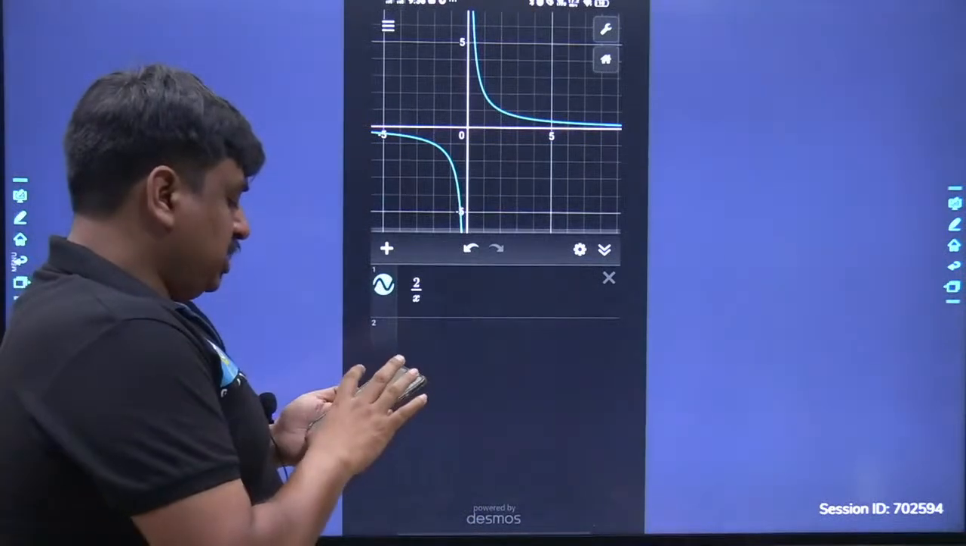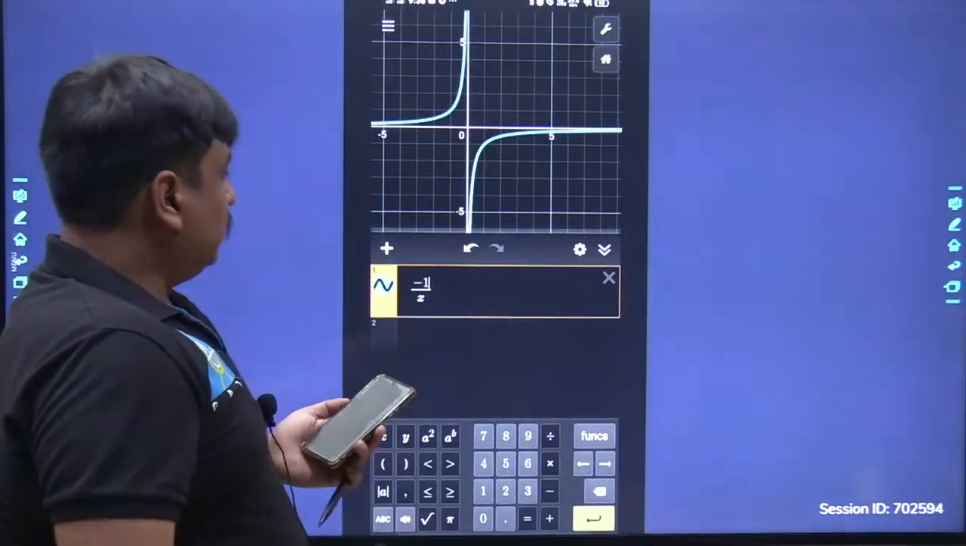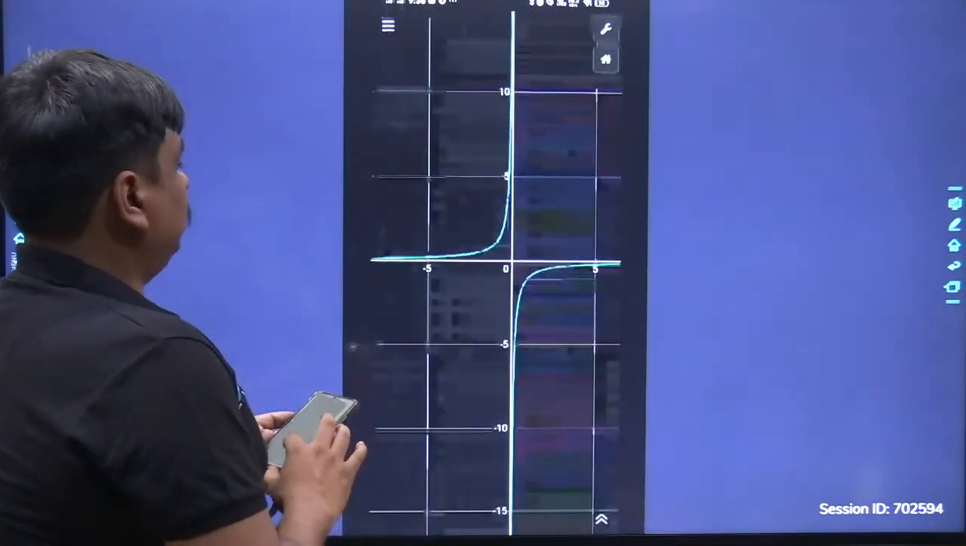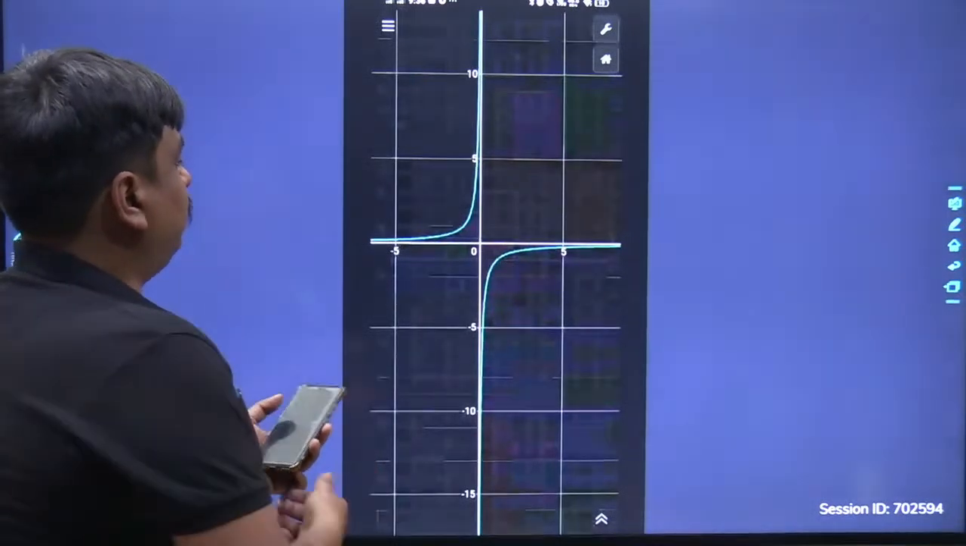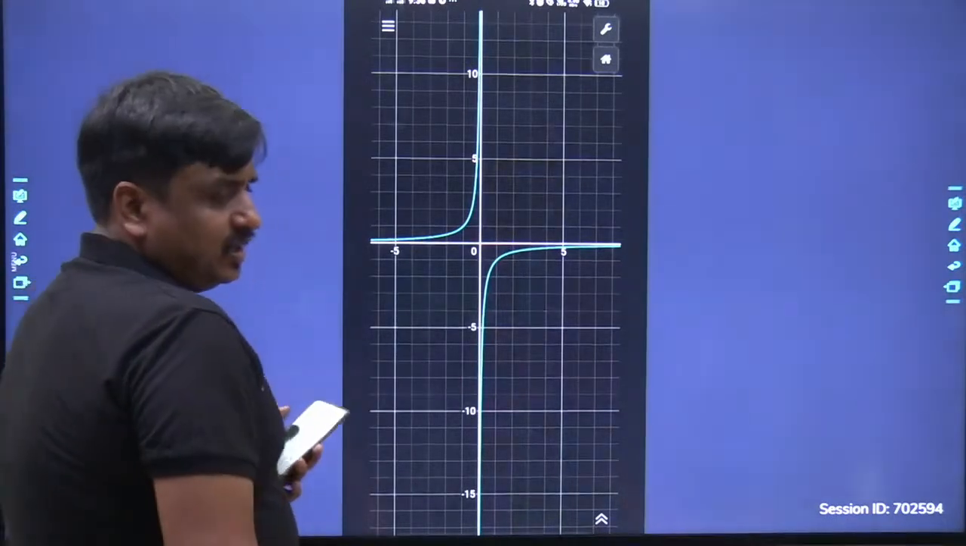But once you change its sign, no. Instead of the 2, if you had written this as minus 1, everything is going to be reversed. Could you understand what exactly I wanted to say? Yes, everything got reversed. Initially it was in the first as well as third quadrant, and it got changed to the second as well as fourth quadrant.